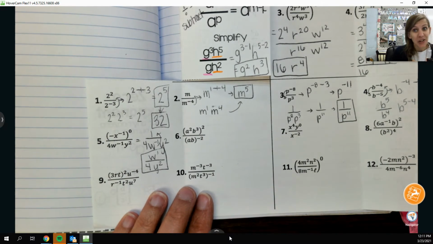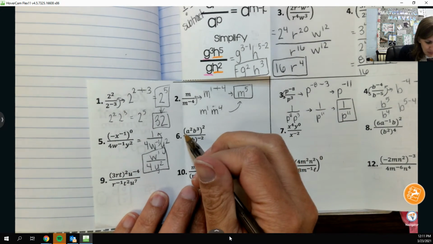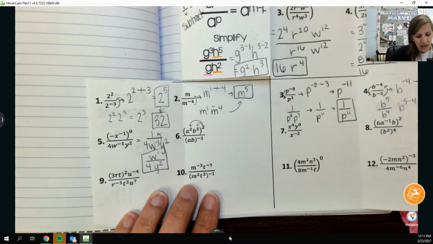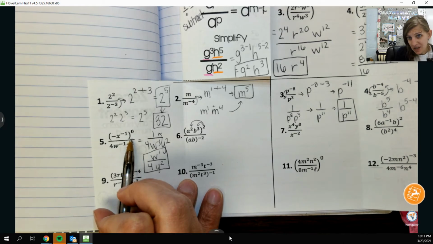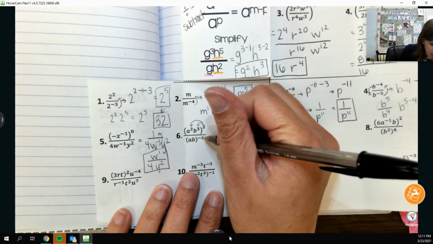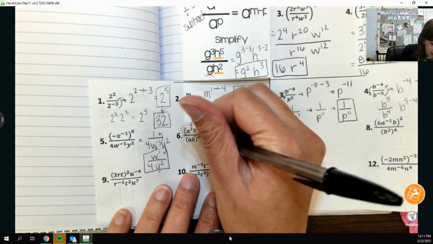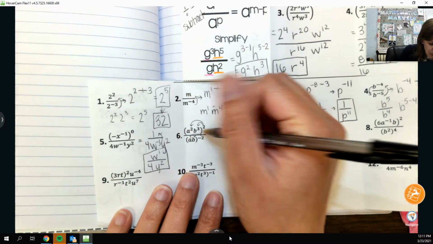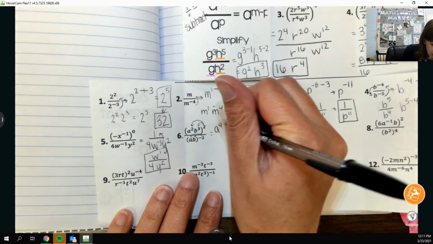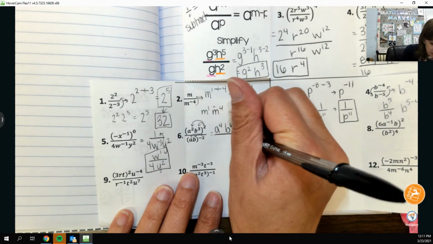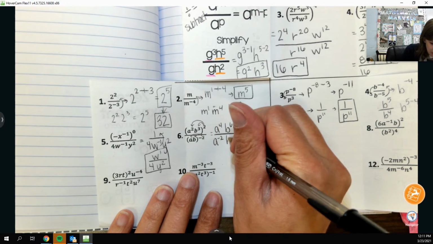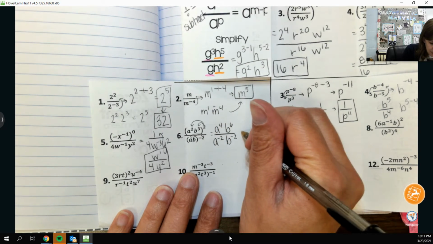Alrighty, getting a little harder. Here I have parentheses, so I'm going to distribute. And the reason I didn't on this one is because it was just 0, and I knew anything to the 0 power would be 1. I'm also going to distribute on the bottom. And so when I distribute, I multiply. So a to the 4th, b to the 6th, and then a to the negative 2nd, b to the negative 2nd.